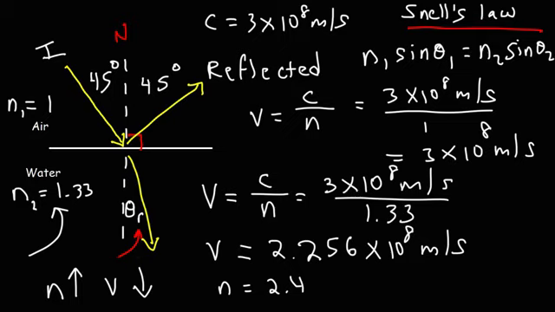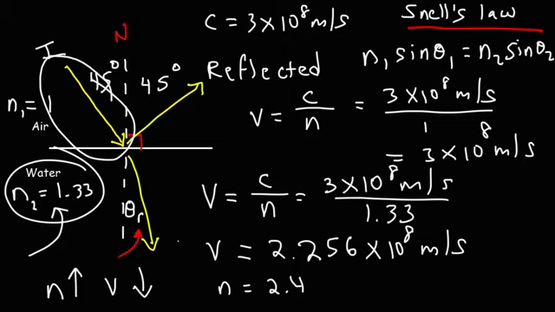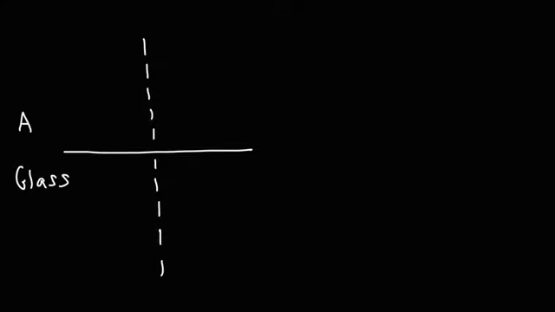So far, we've considered the example where light travels from a material with a low index of refraction to a material with a high index of refraction. And we saw that the light bent closer to the normal line. Now let's consider the other situation. Let's say we have glass on the bottom, air on top. The index of refraction for glass is 1.5. There's different types of glass out there, but for the most part, it's close to 1.5.